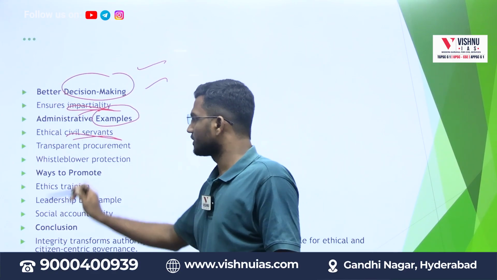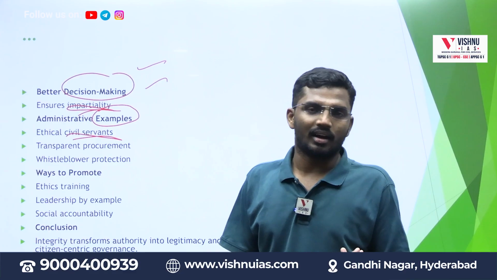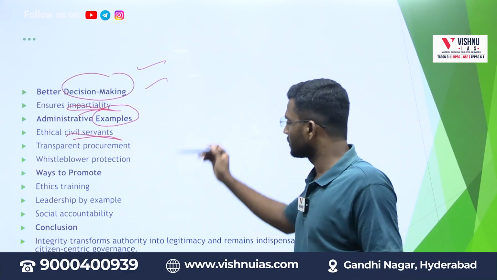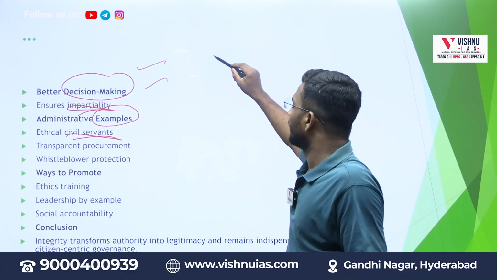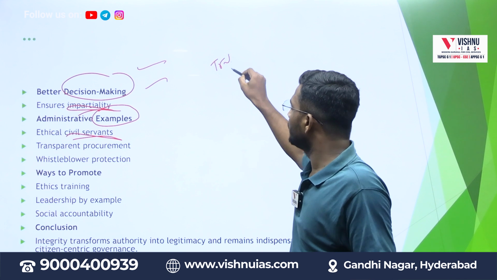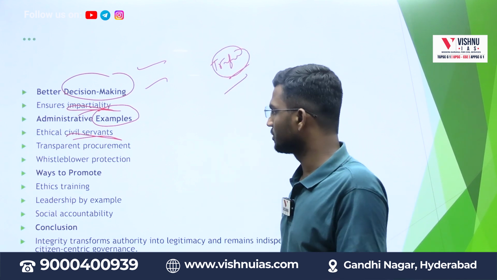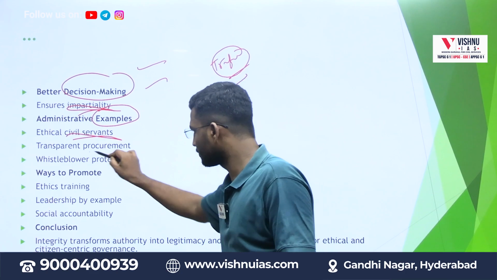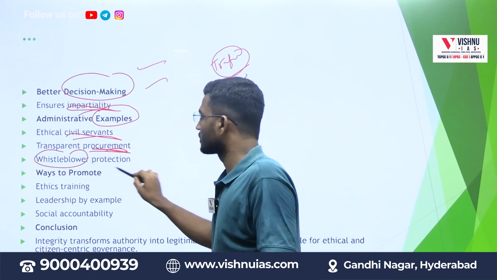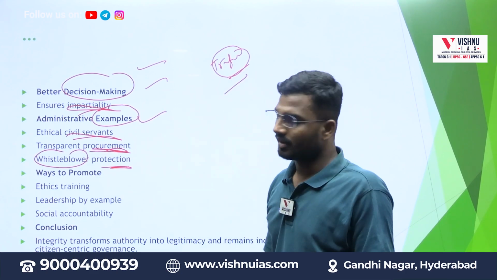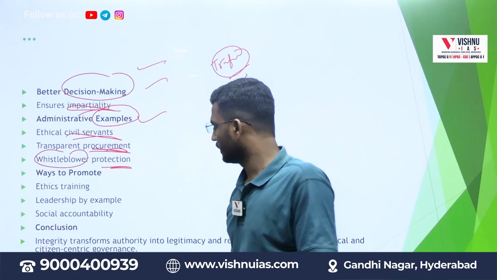For example, somebody who might be very ethical, Ashok Khemka, for example, he was experiencing very frequent transfers. It is a very famous case study, right? You can just write examples like that. Ethical civil servants, transparent procurement, whistleblower protection. These are the administrative examples we have to just import into your answer.